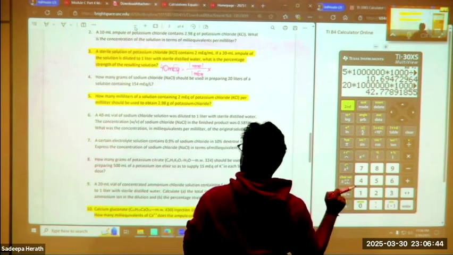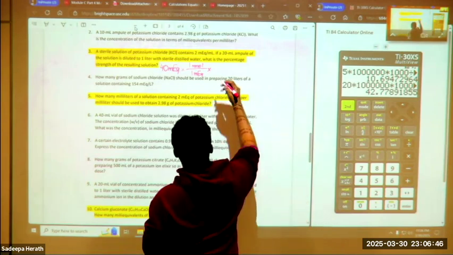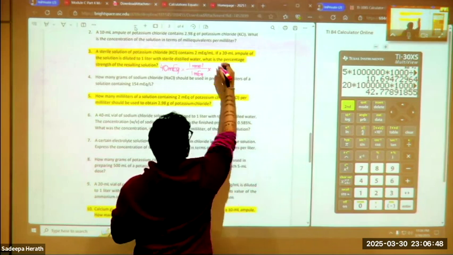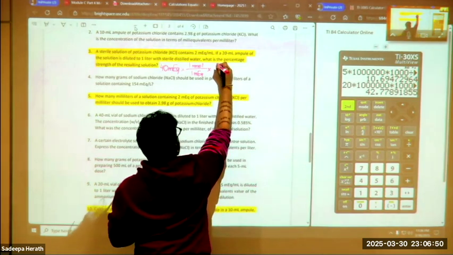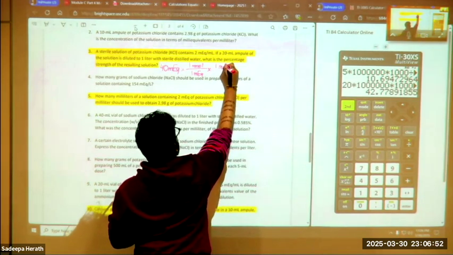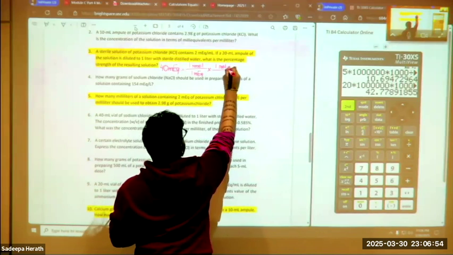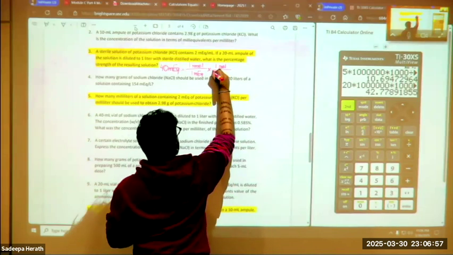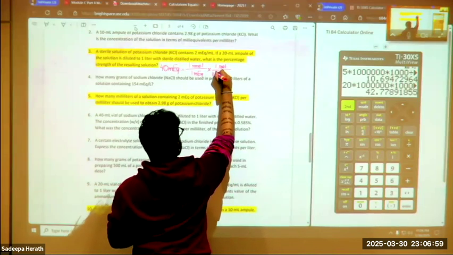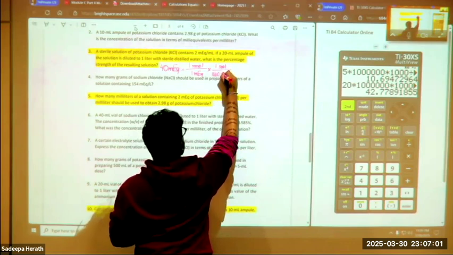Okay, so now we're at millimoles. We can convert that to moles. Hopefully you guys can see that. So for every 1 mole, there are, it's milli to regular, 1,000 millimoles.